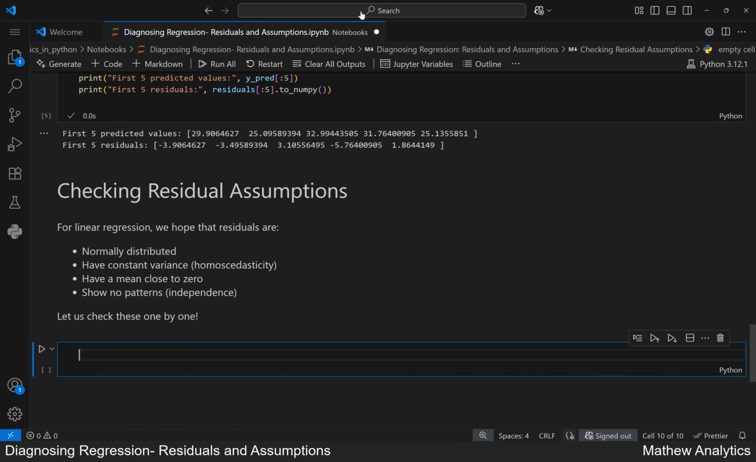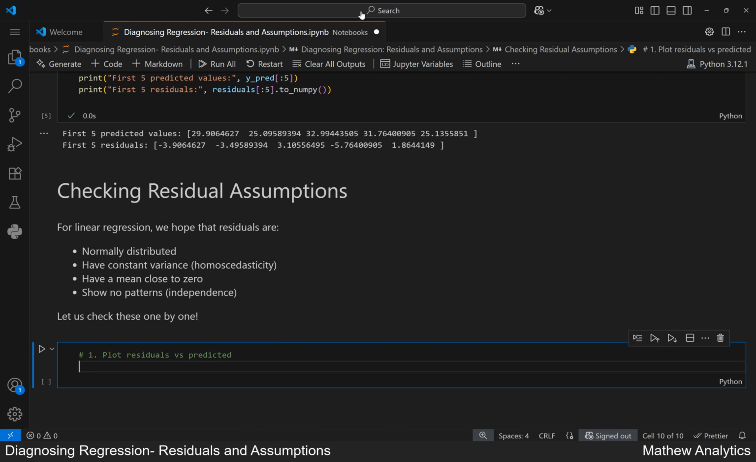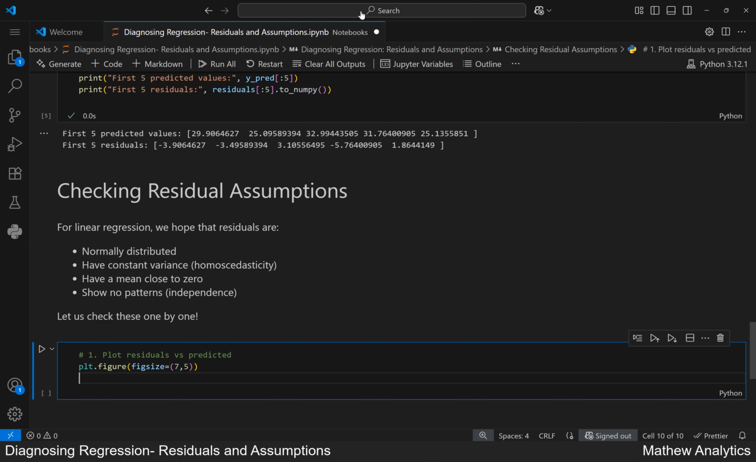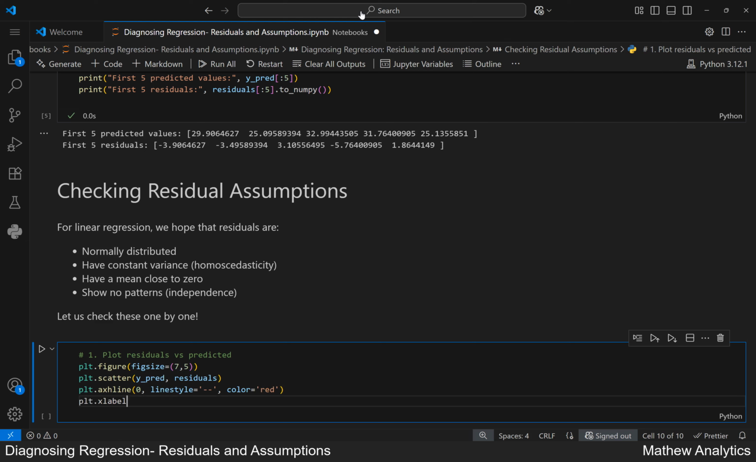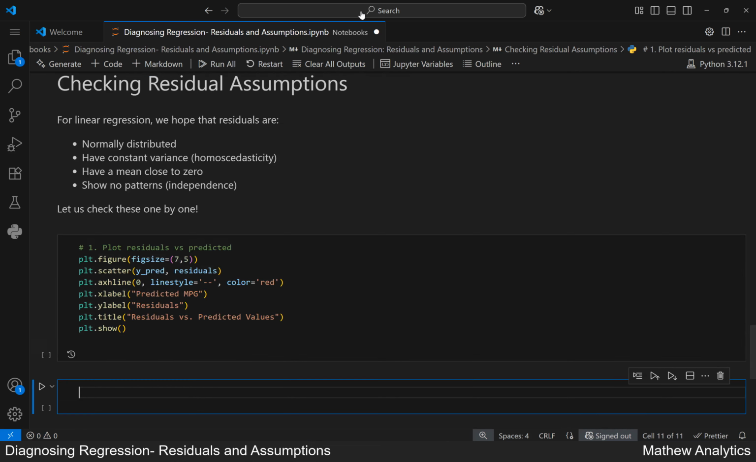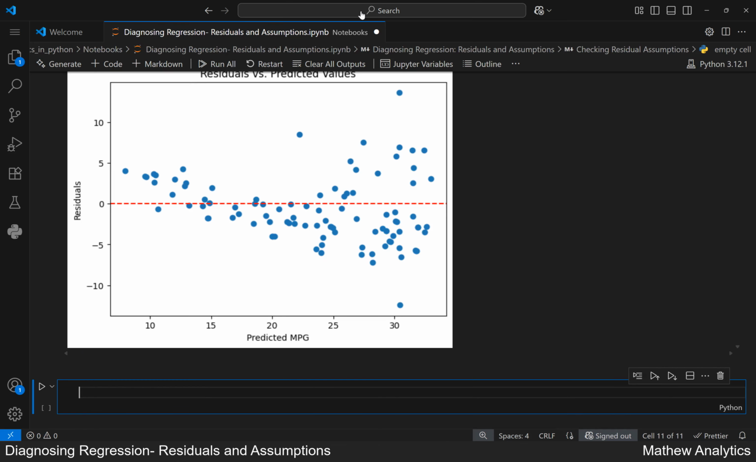Let us start by plotting residuals against the predicted values. We make a scatter plot of the predicted values on the x-axis and the residuals on the y-axis. If there are no patterns or curves, this is a good sign. We add a red line at 0 so you can see if the residuals average around 0. This helps spot any trends or problems. We show the plot. Running the cell now. Look for patterns. Do points scatter randomly above and below 0?